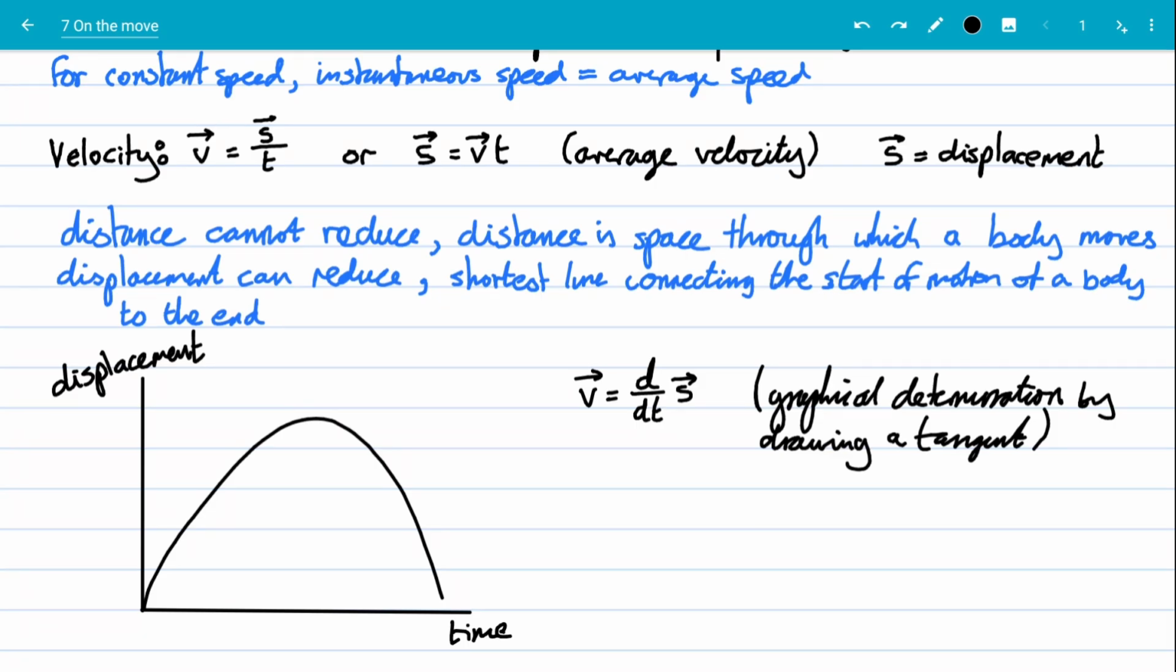And I think that's all I really need to talk about in relation to velocity and speed. We've talked about how distance differs from displacement. We've talked about instantaneous speed and average speed. And we know we need to consider velocity when we're interested in direction, when direction matters.